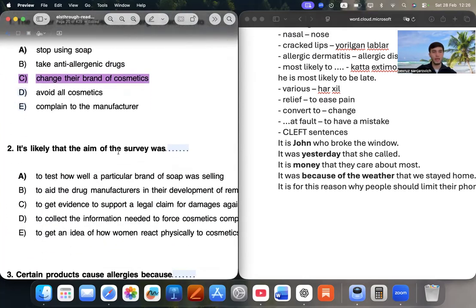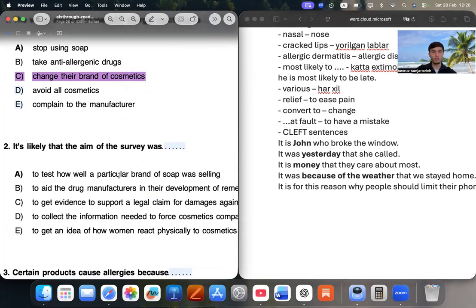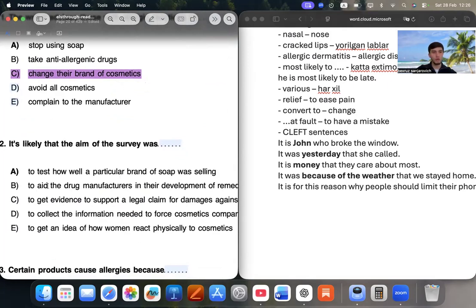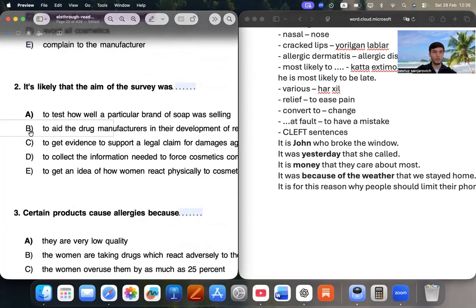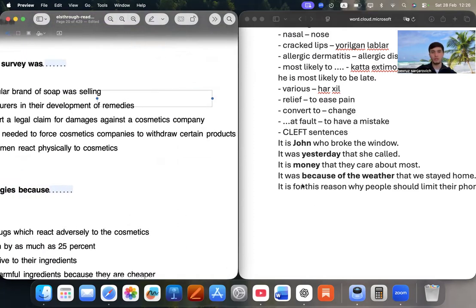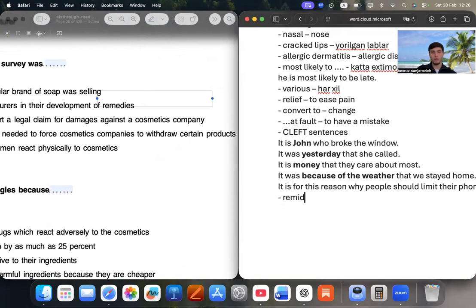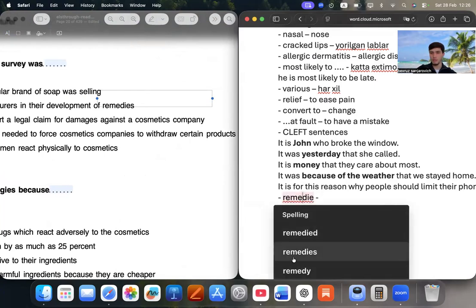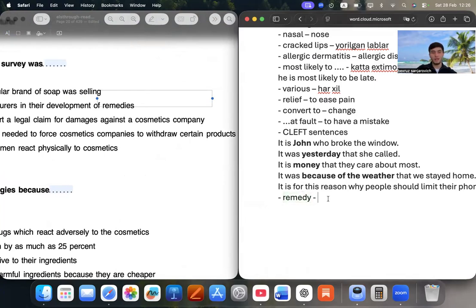Next one. It's likely that the aim of the survey was to test how well a particular brand of soap was selling. Or to help the drug manufacturers in the development of remedies. The word remedy means, let me write it here. A remedy. Yes, remedy, like easing the pain. A painkiller, we can say.